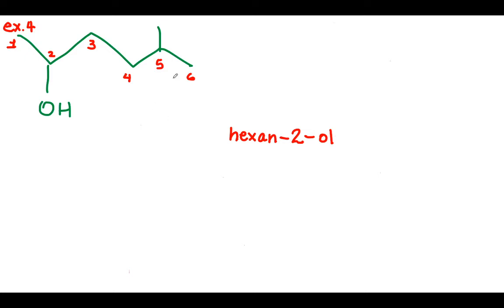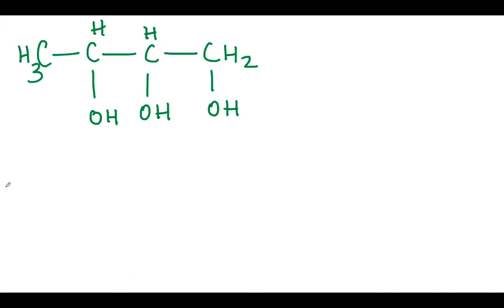Now you'll notice that there is a carbon here that I did not account for. This is a side group. So I've got this group here, and because there's just the 1 carbon there, that's a methyl group, and it's at carbon number 5. So it's going to be 5-methylhexan-2-ol. So that would be example number 4.